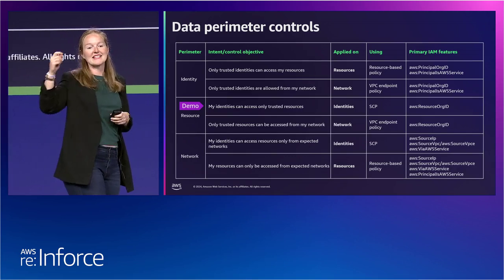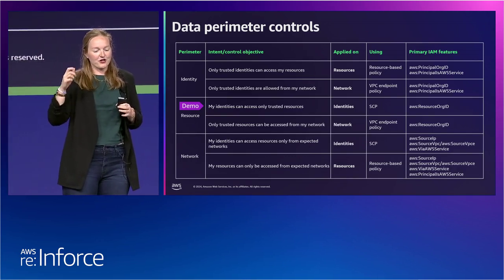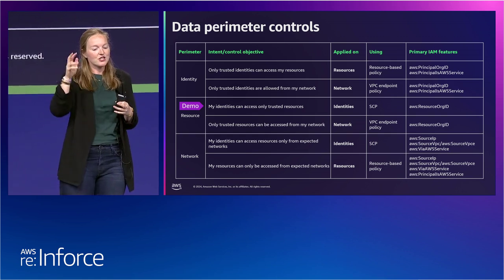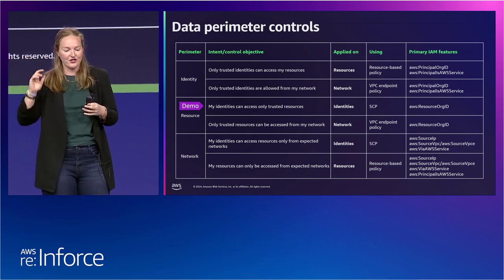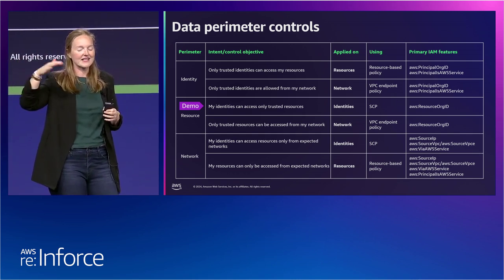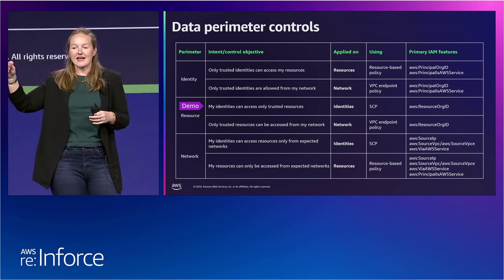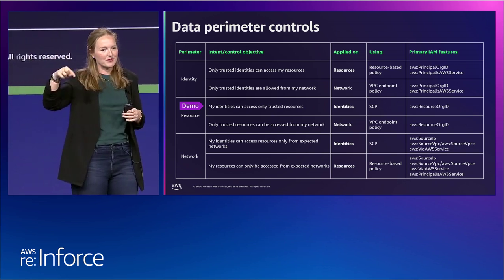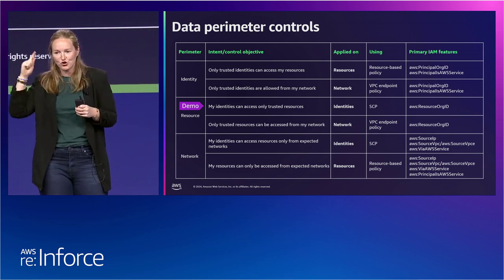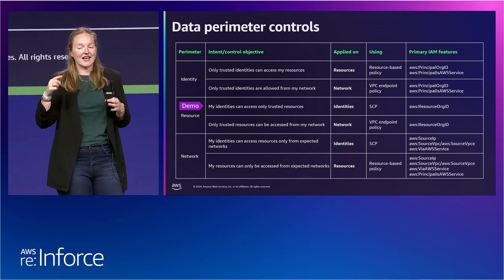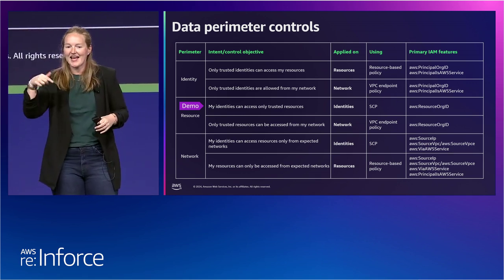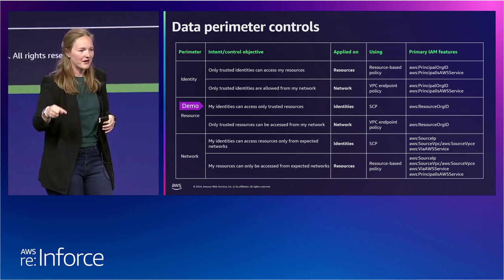So when we think about the identity perimeter, you're thinking about only trusted identities. So where do you need to put that restriction? You need to put it on your resources and on your networks. So you're going to put that in resource-based policies where there's direct resource access and your VPC endpoint. And you're going to say, hey, anybody who's coming here has to be part of Principal Org ID. For your resource perimeter, you're talking all about trusted resources. And you're putting that restriction on the identities and on the network. And you're going to use resource org ID. Hey, if you're going to touch a resource, it's going to be in my org.